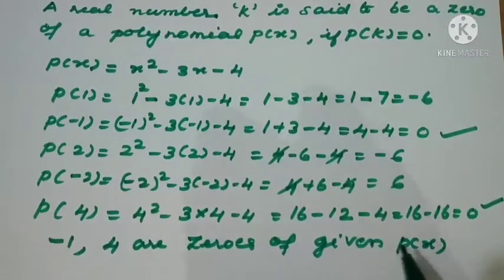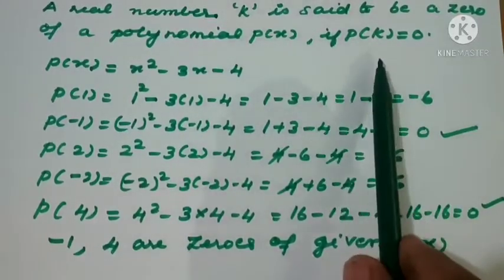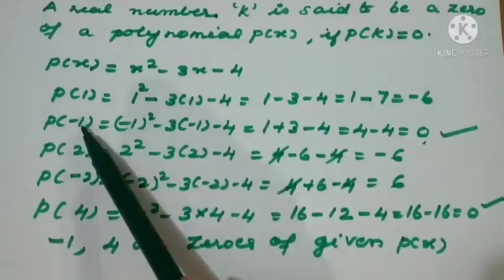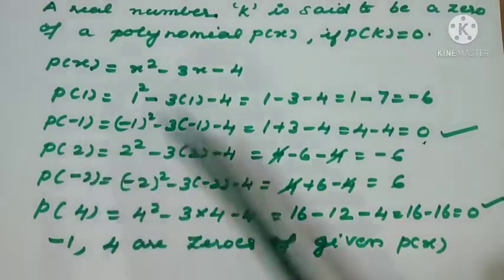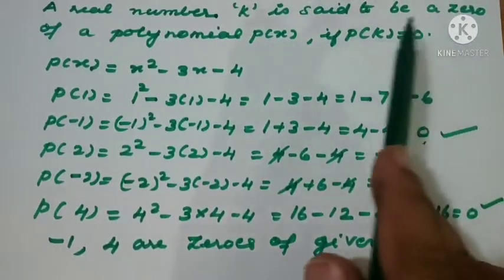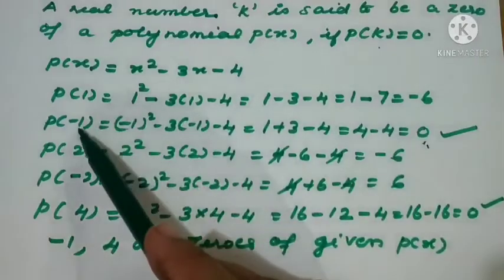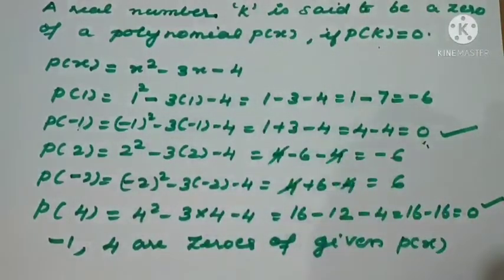Got it? So what is the meaning of this? When the value of the polynomial is 0, the corresponding values are called zeros of the given polynomial, right? That is p(k) = 0. So k is called the zero of the polynomial.